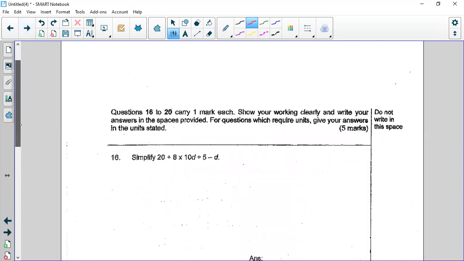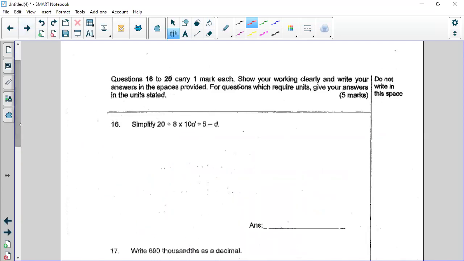Okay, let's look at question 16. Now question 16, be prepared that you have algebra together with your 4 operations. So don't get confused. You just have to know what to do first. The times, right? When you see times or divide, you must do first. So you have 20 plus 8 times 10 is 80d. Okay, I need someone to tell me, is there a plus 5 or divide by 5? I can't see clearly. Divide. Divide, sure, is divide. So divide by 5 minus d.